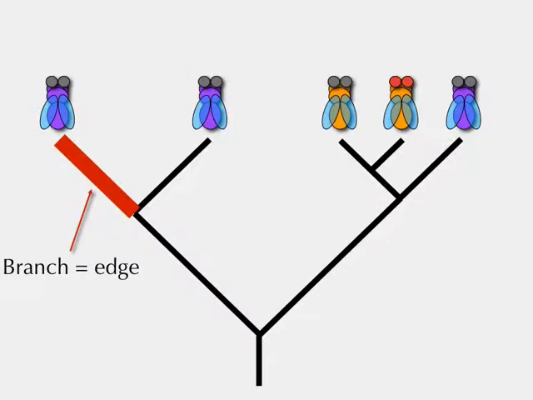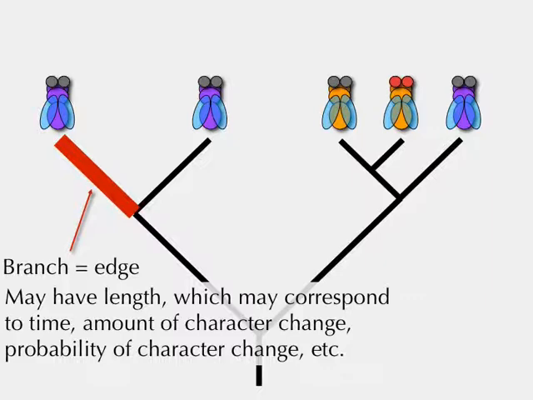Okay. This is called a branch or an edge. I use both equally. It may have length. And the length can correspond to time, amount of character change, or probability of character change. You want to figure that out from the context. Someone might say, oh, I used rates to date the tree, and then the branch length is in time units. And these matter a lot.